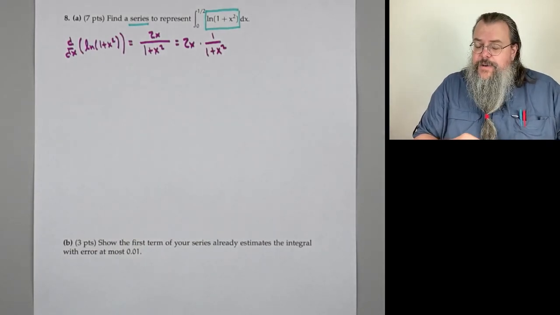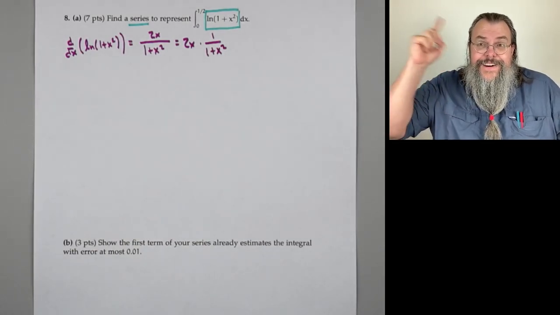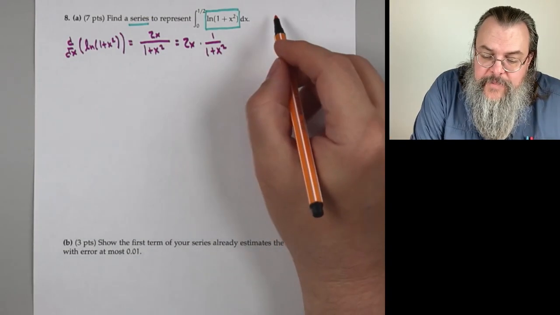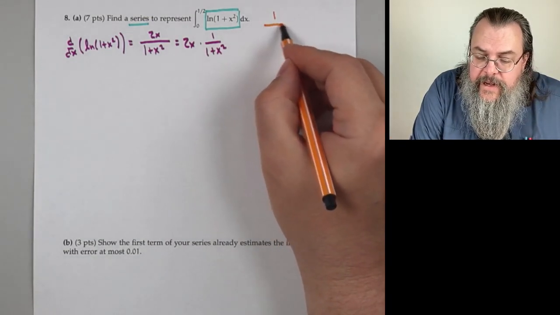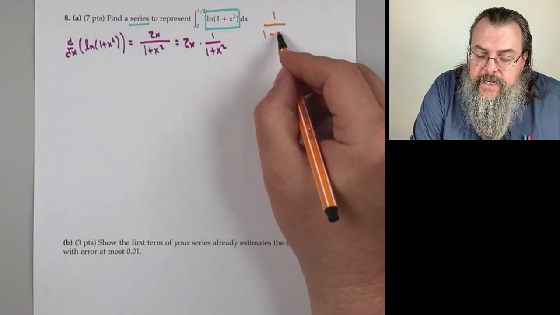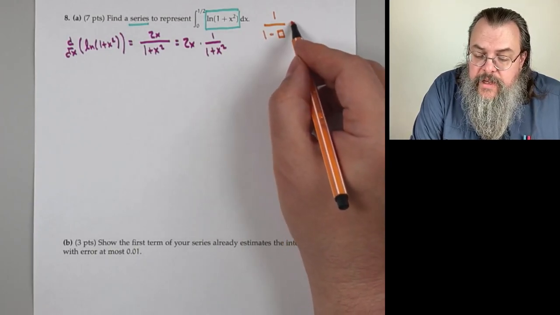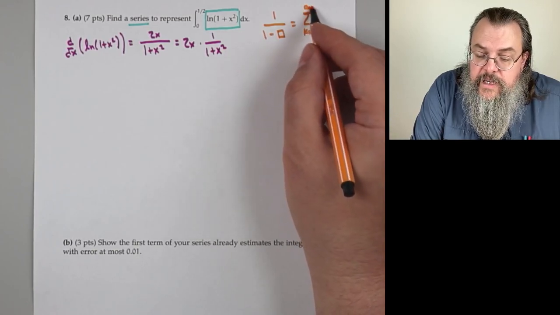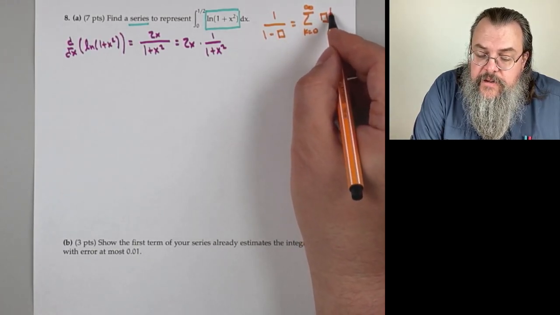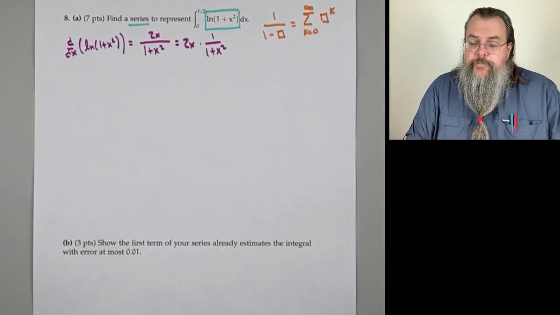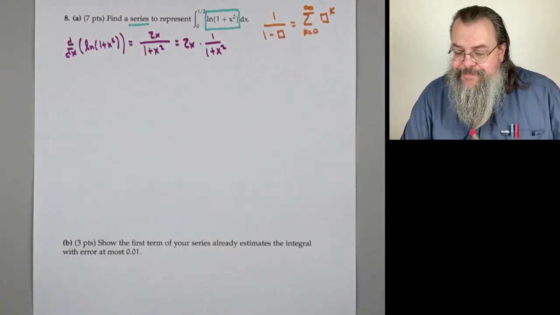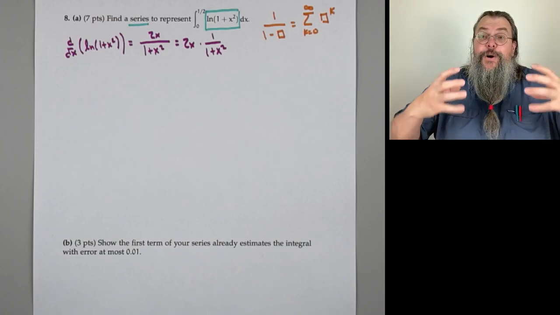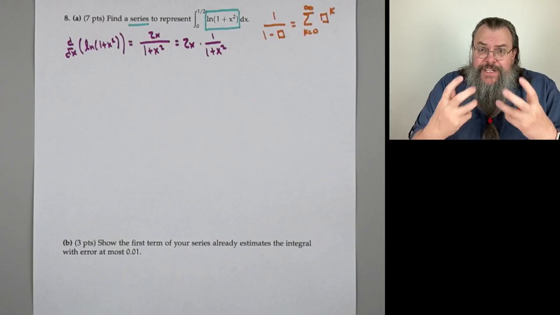And now is when I start to say, that reminds me of something. There's a beautiful fact that says 1 over 1 minus something is equal to the sum 0 to infinity of something to the power k. This is called the geometric sum. And now the age-old question, what's in the box? What's in the box?